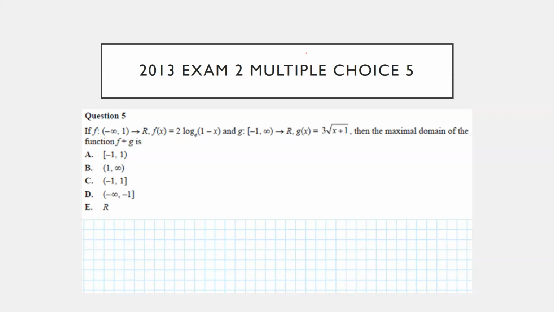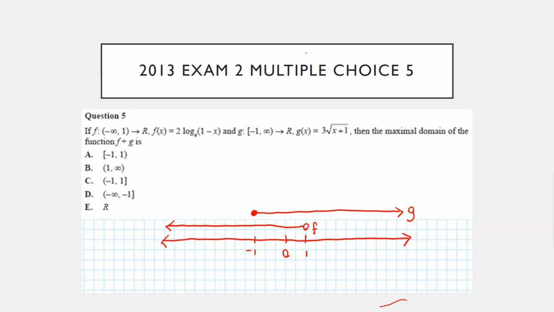Now remember, when we're adding two functions together, it's only defined if both functions are defined. So let's have a little think about what's going on. If this is my number line here, then f is defined from negative infinity up to 1. And 1 is not included. So this is what f is defined for. In contrast, g is defined from negative 1 to infinity, but negative 1 is included.